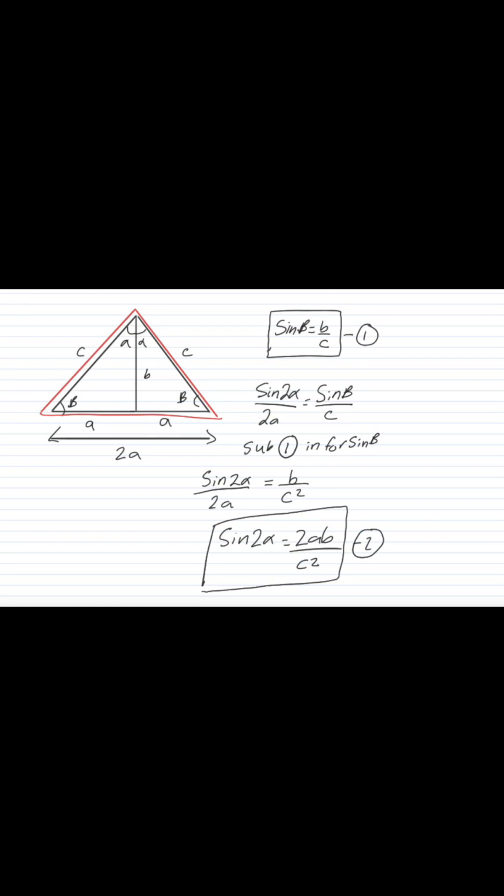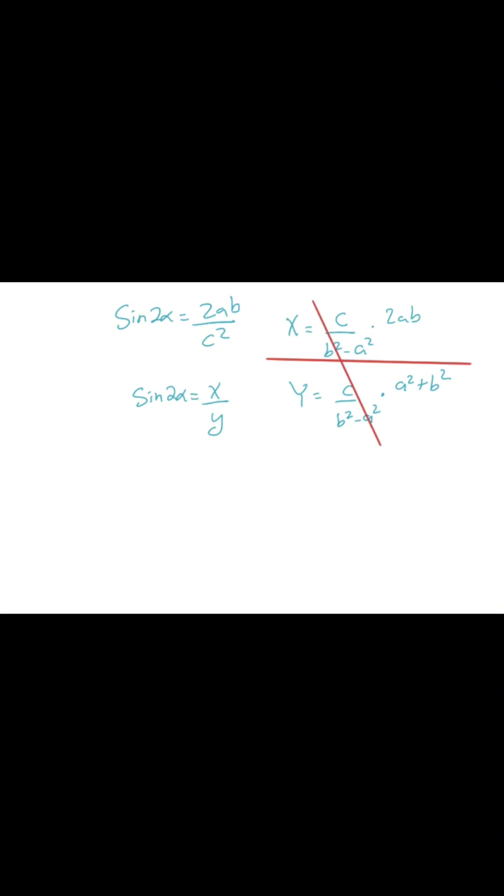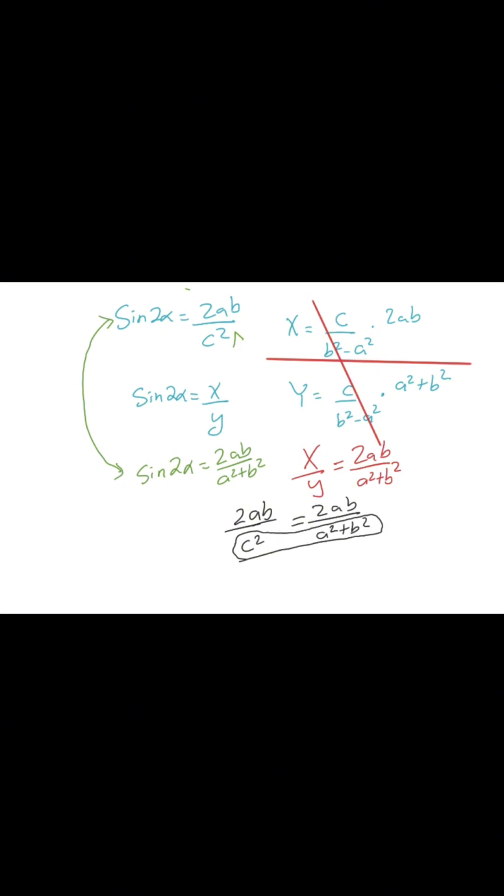Now going back to our earlier work, we knew that sine of 2 alpha is equal to 2ab over c squared. Then using the waffle shape, we discovered that sine of 2 alpha is also equal to x over y. Then we calculated our x and y values. Now, if we divide x by y, those two terms will cancel out. And x over y is simply equal to 2ab over a squared plus b squared. This implies that sine of 2 alpha is also equal to 2ab over a squared plus b squared. And if we equate these two, we end up with 2ab over c squared is equal to 2ab over a squared plus b squared. And since our denominators are the same, we have proven the Pythagorean theorem.